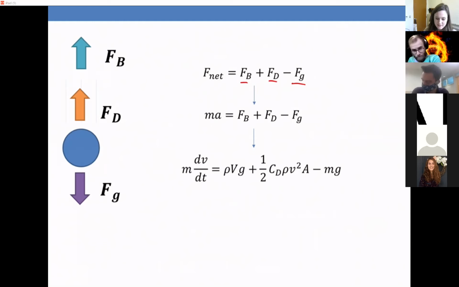That rho, is that the density of the fluid or the density of the object? That would be the fluid. That's the fluid. Okay, someone just asked, would the drag force, like in water, be bigger than in air too? And yeah, it would. For the same velocity, the drag force would be bigger in water. Okay, and 1/2 CD rho v squared A for the drag force. Is that the density of the fluid or of the object? Fluid. Fluid minus mg. So just the weight of the object.